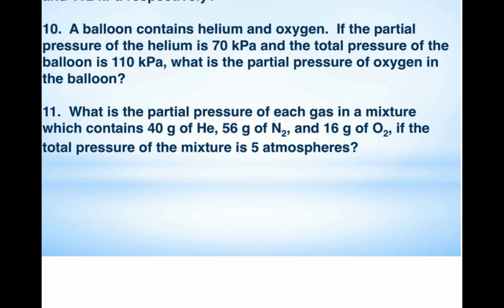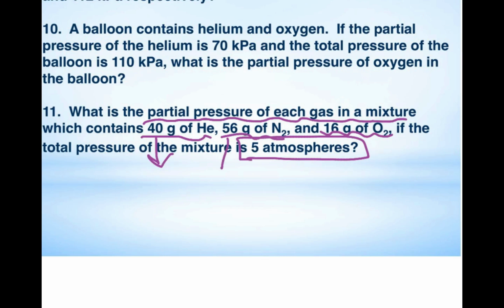Now number 11 is a little bit more difficult. What is the partial pressure of each gas in a mixture which contains 40 grams of helium, 56 grams of nitrogen, and 16 grams of oxygen if the total pressure is 5 atmospheres? In this case, we're going to have to change each of these to moles and then find the total number of moles of gas in this problem.